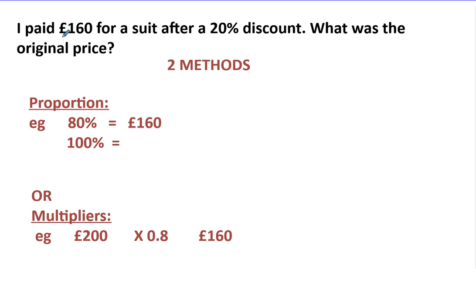So if it said I paid £160 for a suit after a 20% discount, then what was the original price? You know your original price is always 100%. So if you take away the 20% discount, you know you're paying 80% for the suit. So you write 80% equals £160. So 100% is, and we do it in proportion.